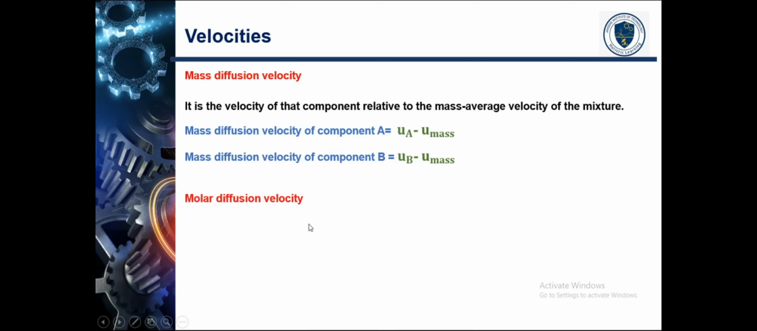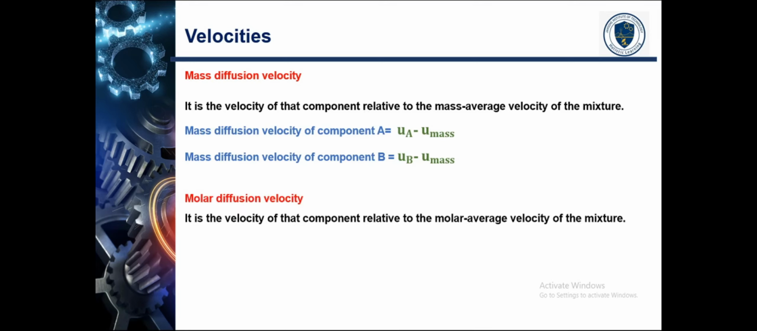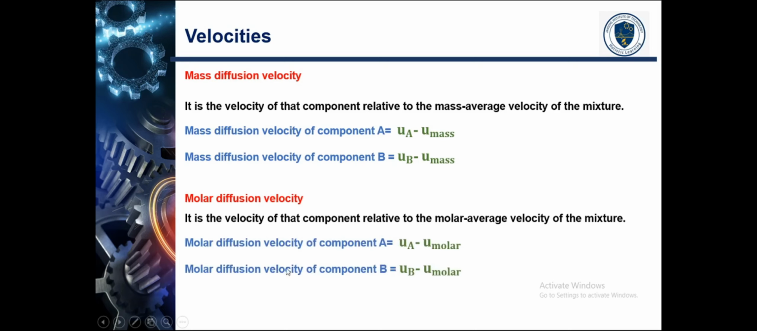Now we move on to molar diffusion velocity. So the molar diffusion velocity of the component is relative to the molar average velocity of the mixture. So it is calculated by using these formulas, that is, molar diffusion velocity of the component A is equal to UA minus U molar. In the same way, molar diffusion velocity for the component B is equal to the velocity of the component B minus U molar. So with the help of these formulas, we can find mass diffusion velocity and molar diffusion velocity.